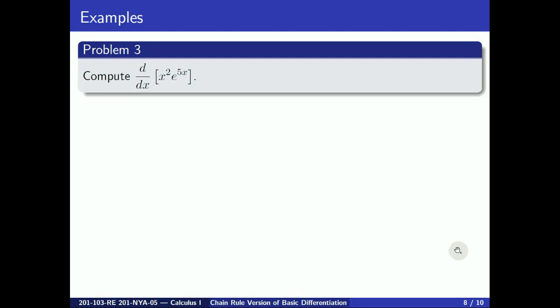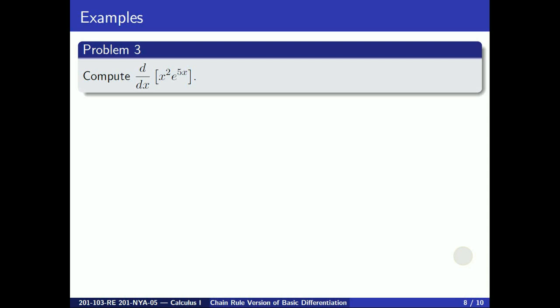Hi, we now look at examples where we differentiate by combining the chain rule with other rules of differentiation. In our first example, we want to differentiate x squared times e to the 5x. In order to know which rule to apply first, we need to ask ourselves what is the basic structure of this function. This function is written as x squared times e to the 5x.